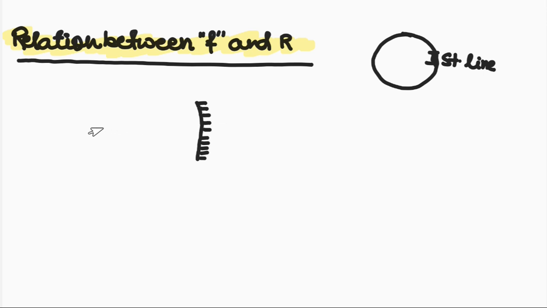Now when we draw the line from the midway, we call it the principal axis. This is nothing other than the principal axis. This point is the pole, and this straight line is the radius, so this point is the center of curvature and midway is the focus. So let us consider somewhere over here is the center of curvature, and midway between P and C we have the focus.